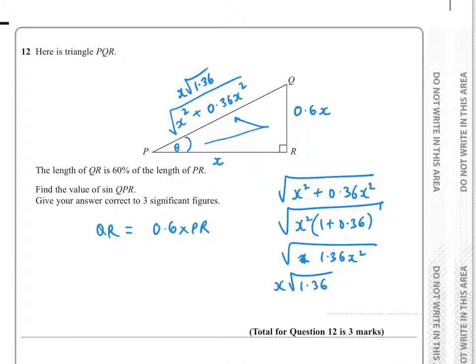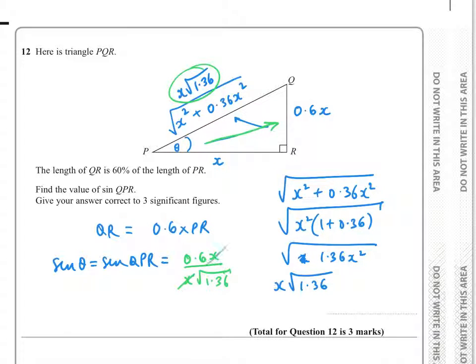So the sine of theta, which is the same as the sine of QPR, well, that's going to be the opposite. So let's go through that. That's the opposite here, which is 0.6x over the hypotenuse, which is x lots of root 1.36. Luckily, the x's cancel, so all we've got is 0.6 over the root of 1.36. It wants it to 3 significant figures, and it only wants the sine of QPR, so we haven't got to actually find the angle, we just have to find the sine of the angle.